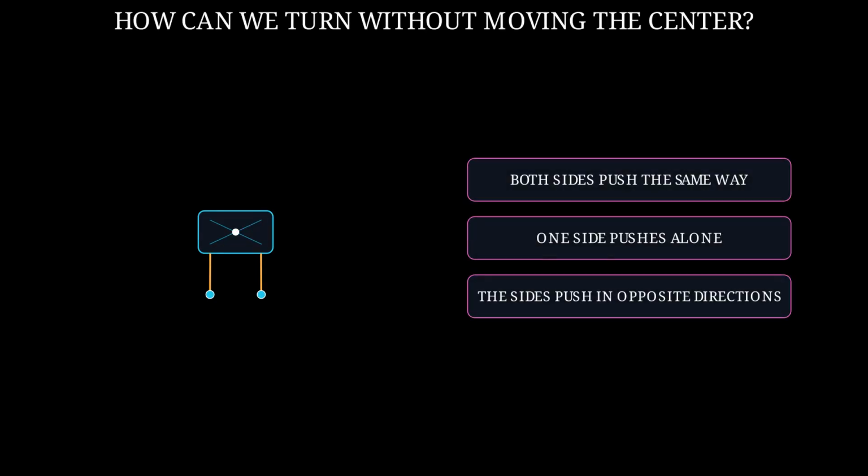Which thruster pattern can turn the chassis without changing the motion of its center? Should both sides push the same way? Should one side push alone? Or should the two sides push in opposite directions? Choose the pattern now.